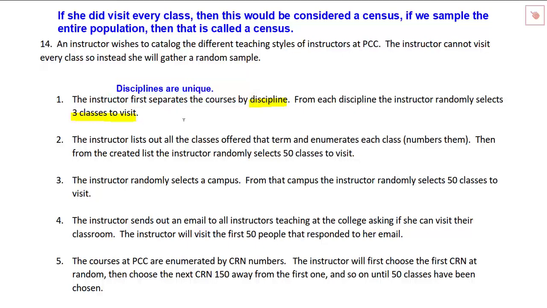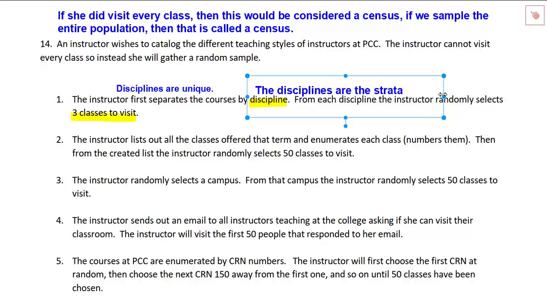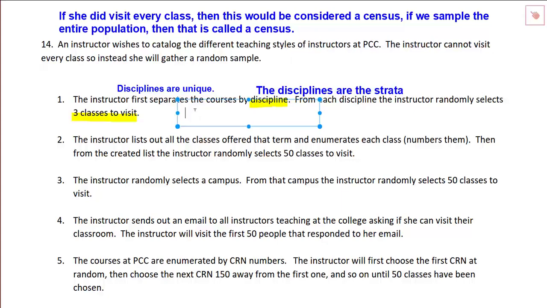So maybe the style of teaching for one discipline varies considerably from another. So if that's the case, the disciplines become the strata. A particular style that really doesn't apply to the whole population. So this is a stratified random sample.